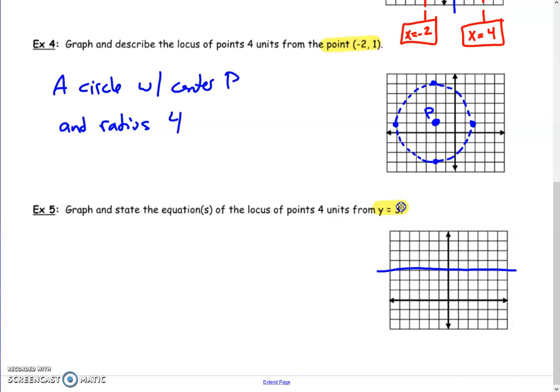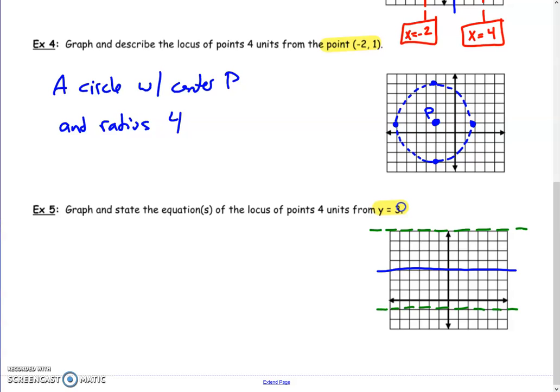Now I want to be 4 units away from that. There will be 2 parallel lines. One of them will be 4 units up from it. So 1, 2, 3, 4, right at the very top of this grid. And the other one will be 4 units down from the blue line. 1, 2, 3, 4. That'd be right here. So I just graphed those.